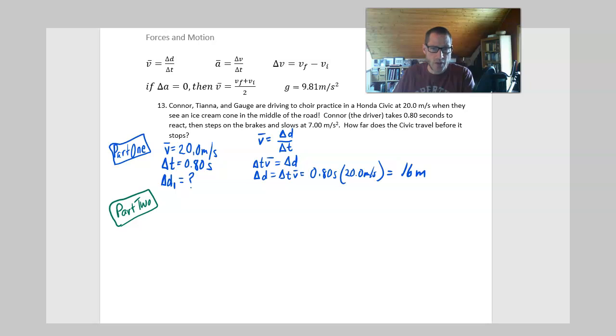Alright, so now part two, we need to figure out what's going on. Well, now we know that the car was going 20 meters per second, like in part one, but now the brake is being applied. So actually, this is not the average speed anymore. This is actually just the initial speed. So we can go vi is equal to 20.0 meters per second.